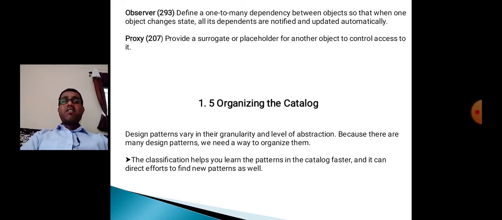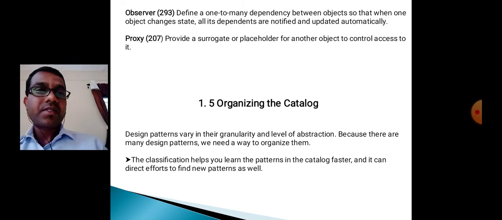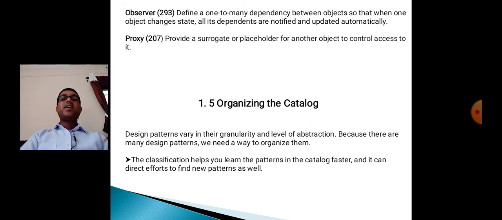Then the next is observer, 293, which defines a one-to-many dependency between objects so that when one object changes its state, all its dependents are notified and updated automatically. And the last one is proxy, 207, which provides a surrogate or placeholder for another object to control access to it.